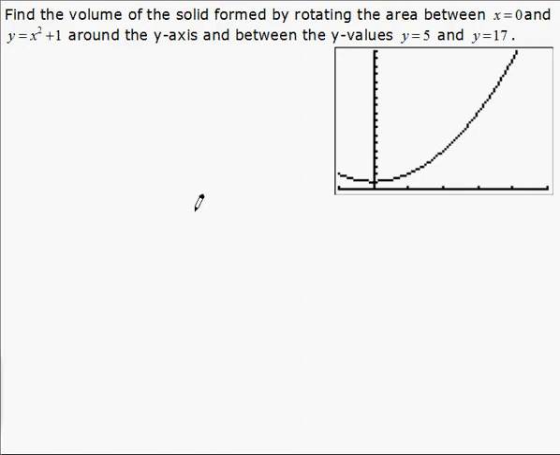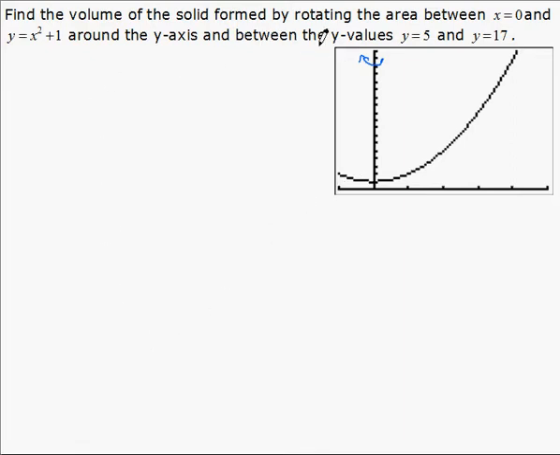In the following example, we're asked to find the volume of the solid formed by rotating the area between x equals 0, the y-axis, and y equals x squared plus 1, the parabola, around the y-axis. So here's our axis of rotation.